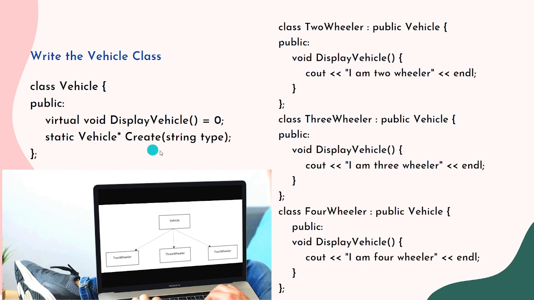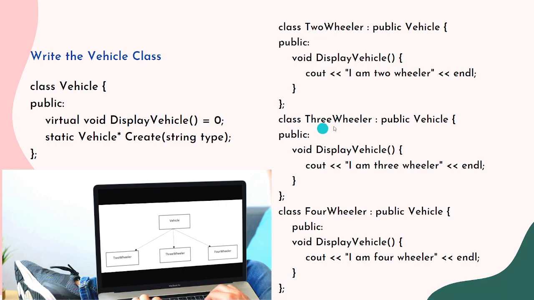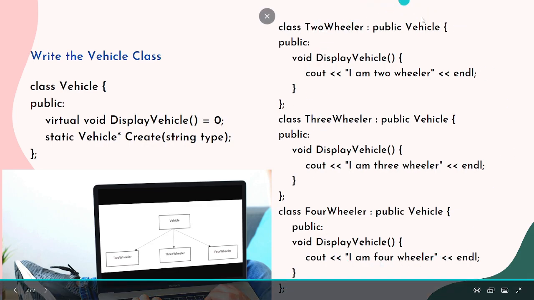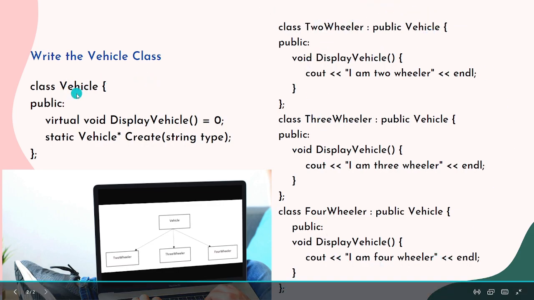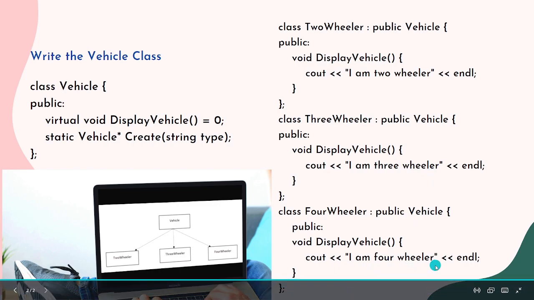So the next thing is a static method, which is called the factory method. If the client requests a specific type, then it returns that type of object. So here you can see there are three classes: two-wheeler, three-wheeler and four-wheeler. All are inheriting the vehicle class. Here we are using the display vehicle method to show, if it is a two-wheeler, then I am a two-wheeler, or I am a three-wheeler, or I am a four-wheeler.